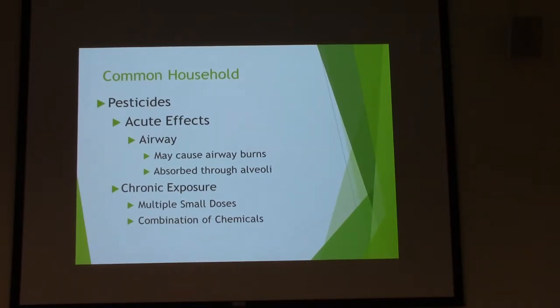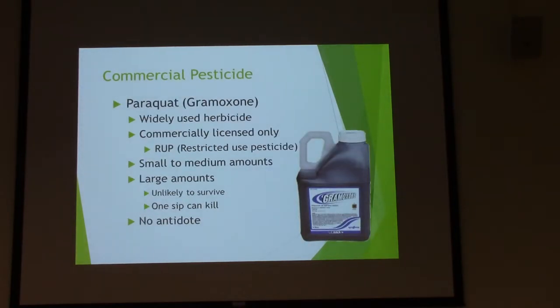People that are prone to it or around it a lot, over time they can have it build up in their system. They get very small doses from chronic exposure. Again, farmers, those that work in greenhouses or flower houses. Paraquat is another widely used herbicide. Even small amounts can cause problems. Large amounts, one sip can kill you. So if you're looking to kill someone, that's probably a good way to do it. Unfortunately, there's no antidote for this.